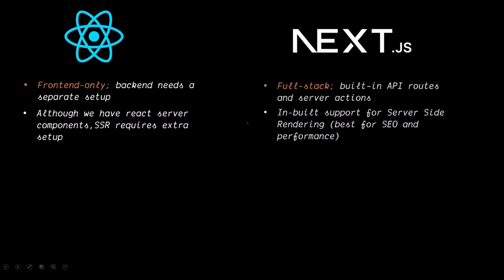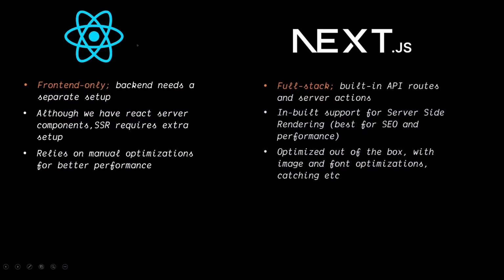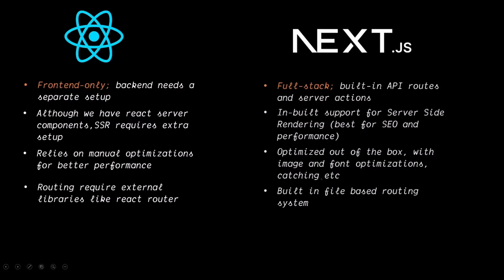And the other point is that if we want to optimize stuff in React, things like images or fonts, we will need to perform some manual optimizations. But with Next.js, it's optimized out of the box with image and font optimizations and even caching. Another reason why we might need to make use of Next.js is because React does not have inbuilt routing, and if you need routing in React, you need to use external libraries like React Router. But with Next.js, we have that inbuilt file-based routing system. So we'll be seeing the folder structure of creating the different routes in Next.js.